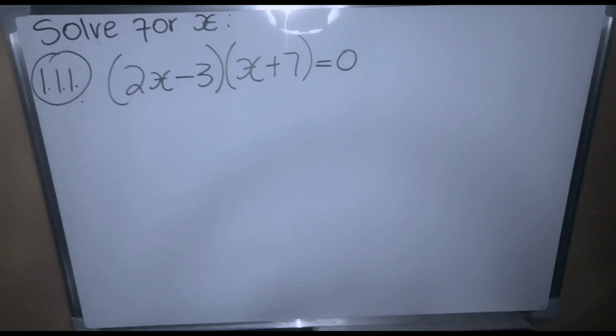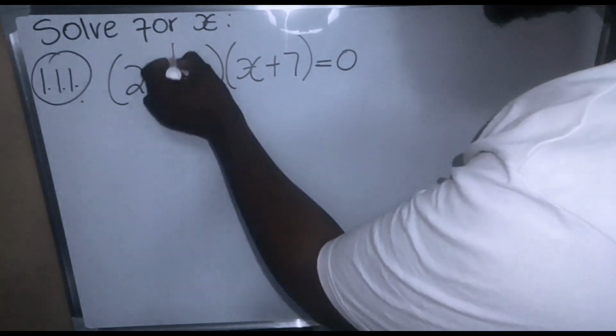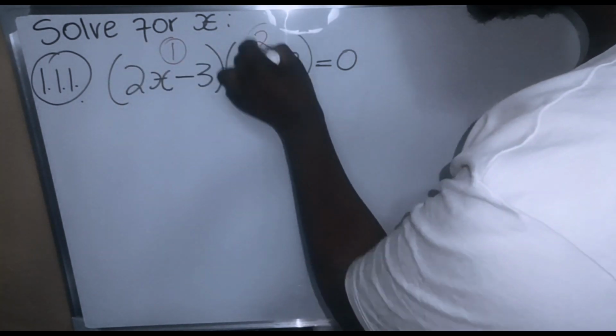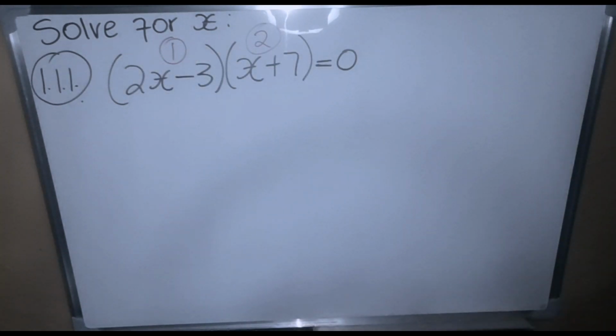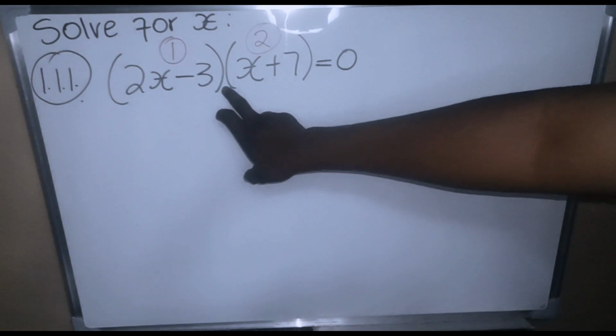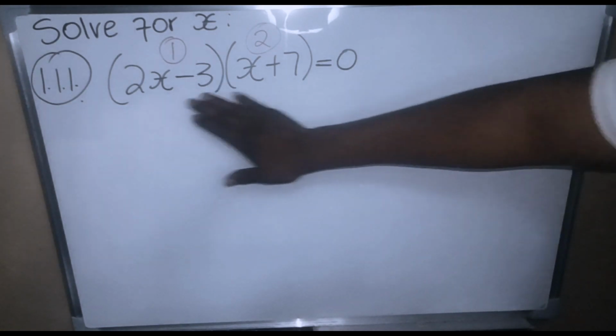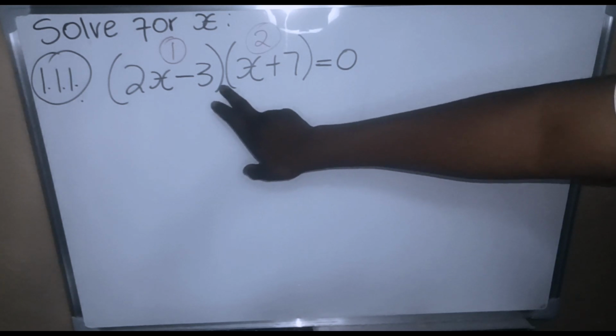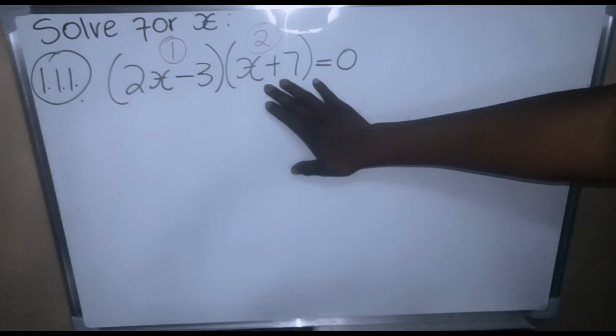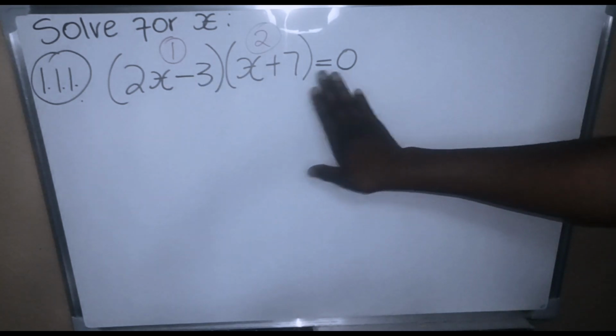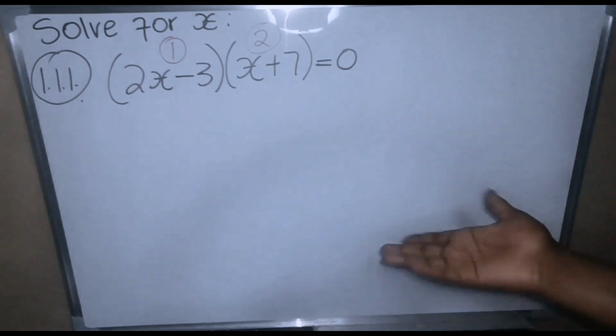Now, in this case, guys, you have got two products, the first product and the second product. If I've got two products, when you want to find the answer, you need to equate them to 0. If we've got multiplication between the first product and the second product, equate the first product to 0 and the second product to 0 and solve for x.